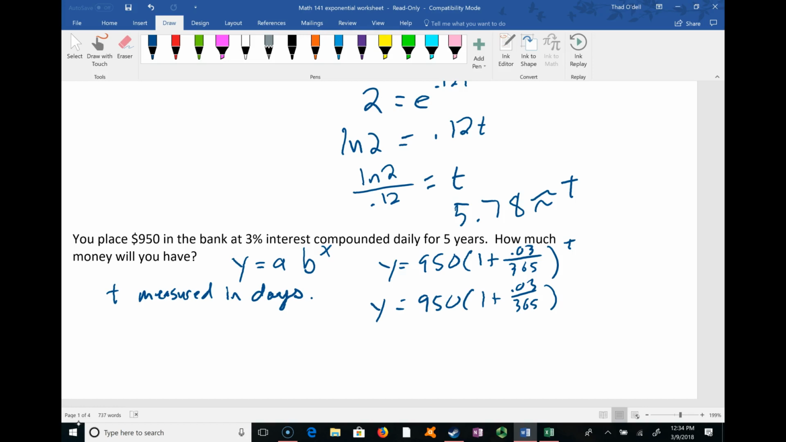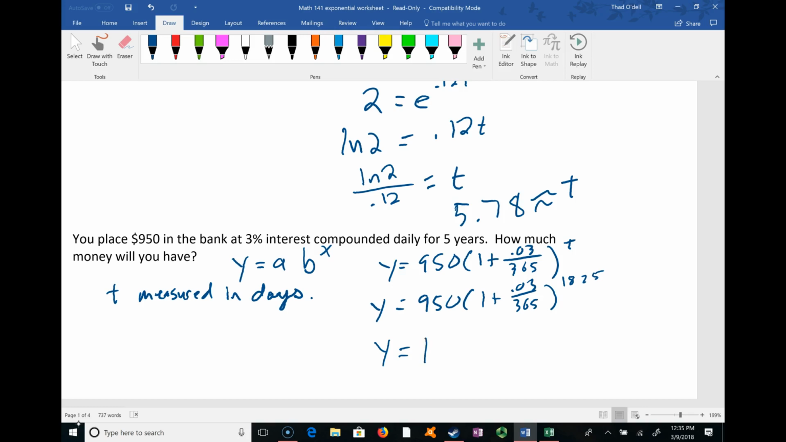And I get 1,825. So now I just got to calculate this. So I would go 1 plus 0.03 divided by 365. Raise that to a power of 1,825. And then multiply that by 950.